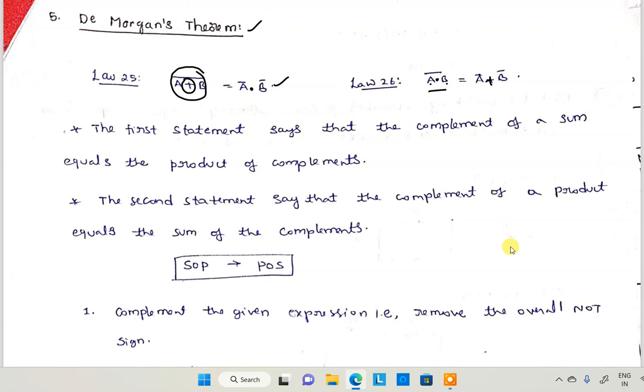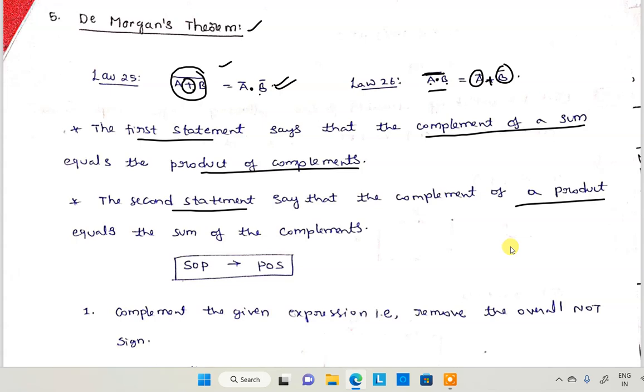The De Morgan's theorem, according to the first statement: complement of sum is equivalent to product of complement. That is the first statement. Coming to the second. The second statement says that complement of product, bar is nothing but a complement, negation, complement of product is equivalent to sum of the complements. Okay, that was De Morgan's theorem.